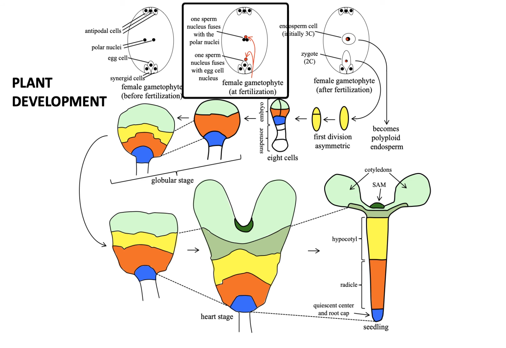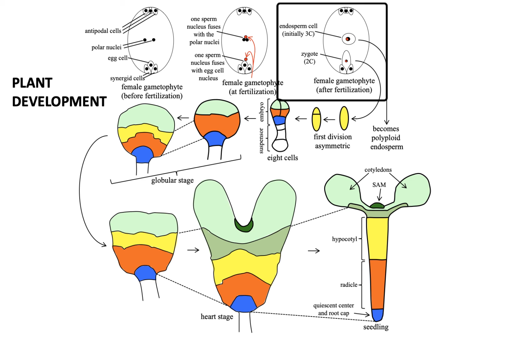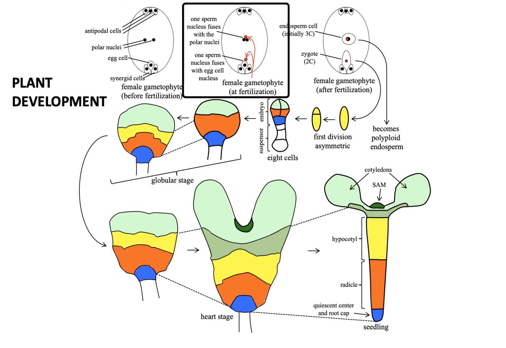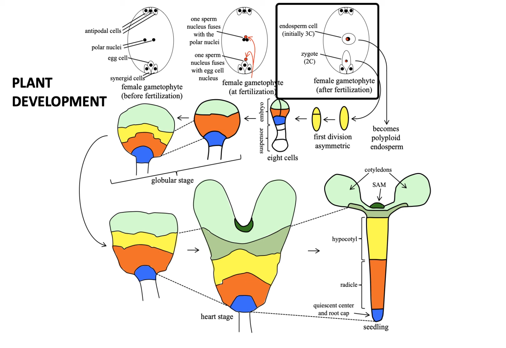So one sperm nucleus fuses with the two polar nuclei in the center, initially forming a triploid cell. That actually starts, the nucleus starts dividing and it becomes polyploid. So that tissue, which is the endosperm, becomes polyploid. The other sperm nucleus fuses with the egg cell, and that becomes the zygote, which will become the embryo.